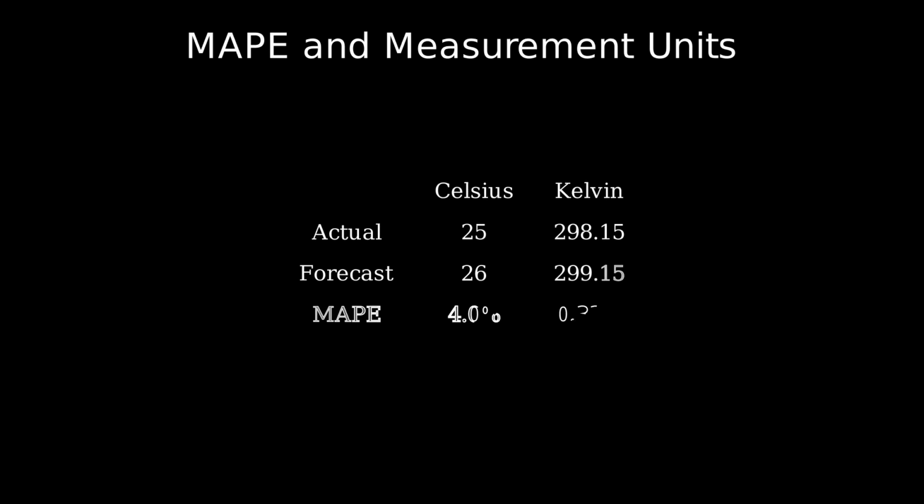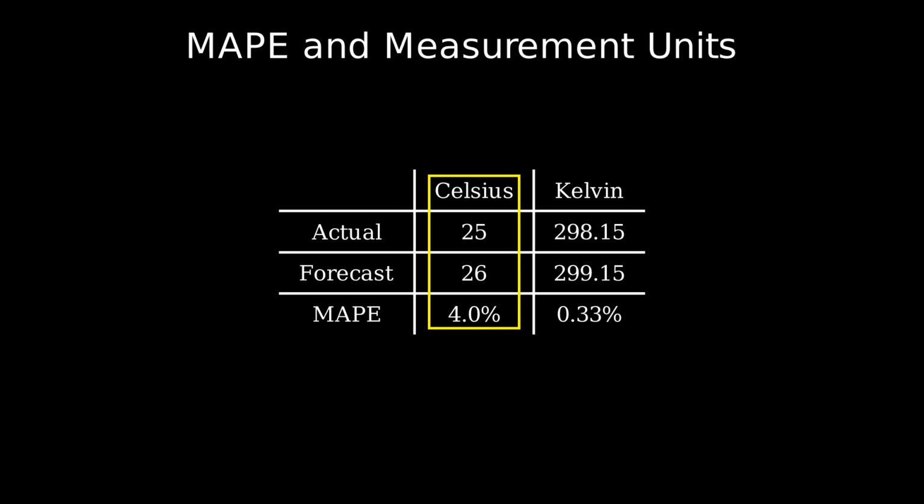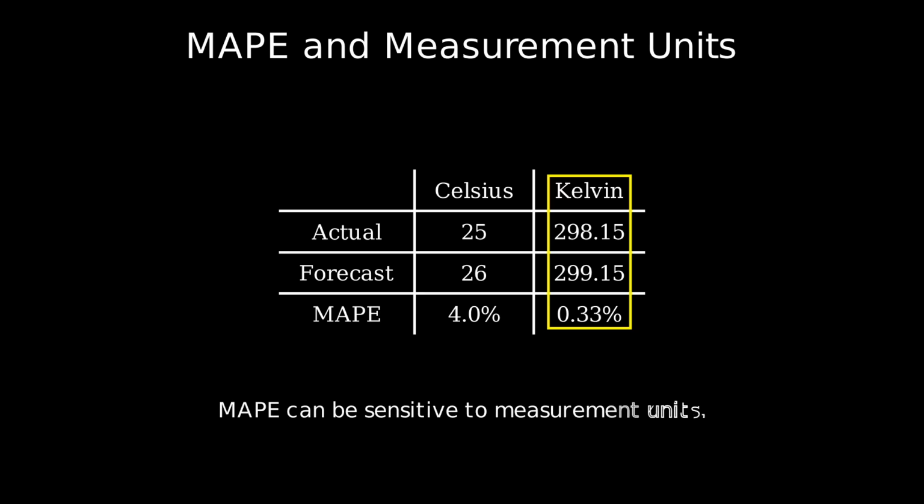Let's consider an example. Imagine that we want to forecast temperatures. The actual temperature is 25 degrees Celsius, but our forecast is 1 degree higher, giving a MAPE of 4%. If we change our measurement units from Celsius to Kelvin for the exact same actual and forecasted values, our MAPE will be more than 10 times lower.